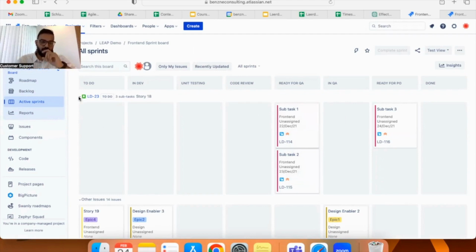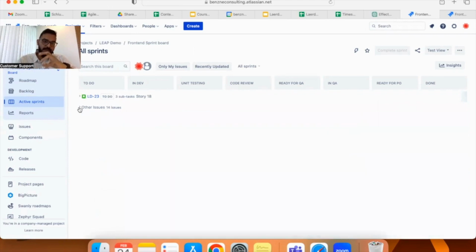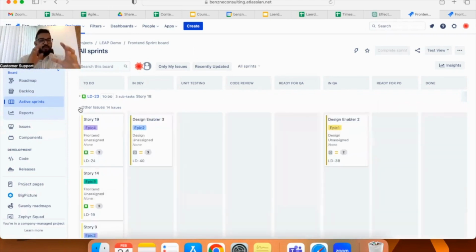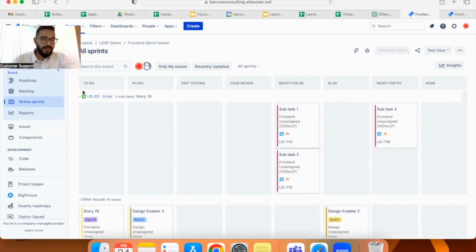Jira has swim lanes. We can configure swim lanes with respect to a story wise as well. If you can see here on the screen, we have one sample story which is LD23, and these are all the tasks within the story. So this way you can talk about what story we are working on, who is working on which task, and what are the status of the task. So this gives us visibility of story-wise progress we have made.